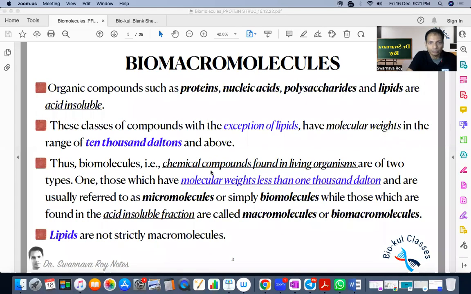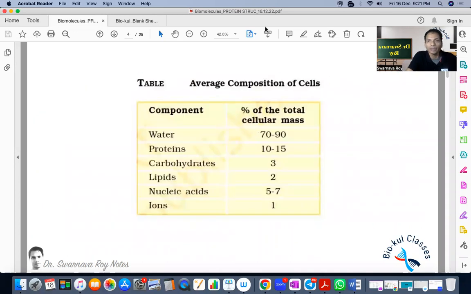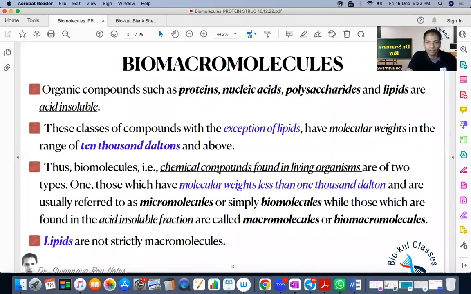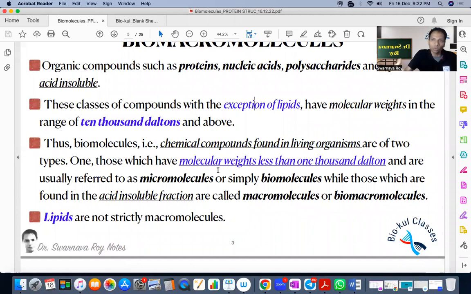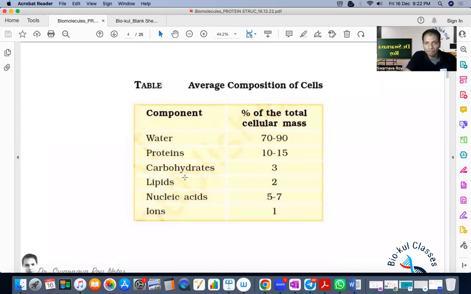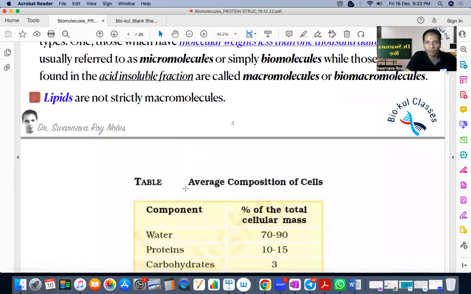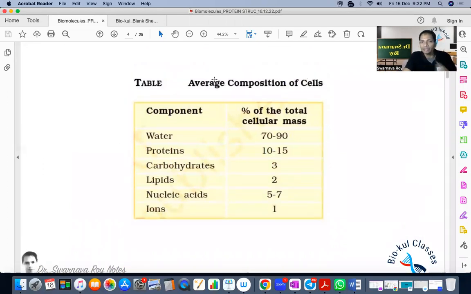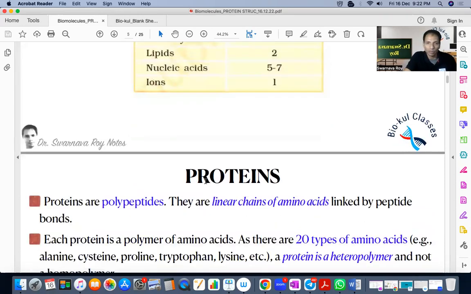Now, if you take the example of lipids, they're not strictly macromolecules. Lipids don't have such a high molecular weight. This table shows the average composition of a cell. Water is 70 to 90%, proteins occupy 10 to 15%, carbohydrates 3%, lipids 2%, nucleic acids 5 to 7%, and ions occupy 1%.